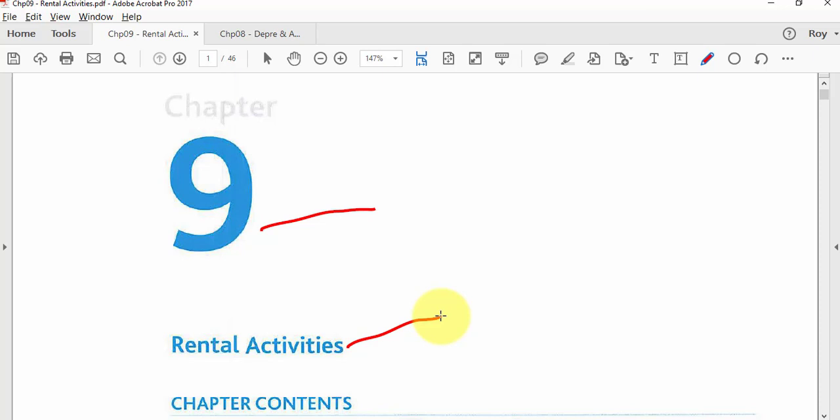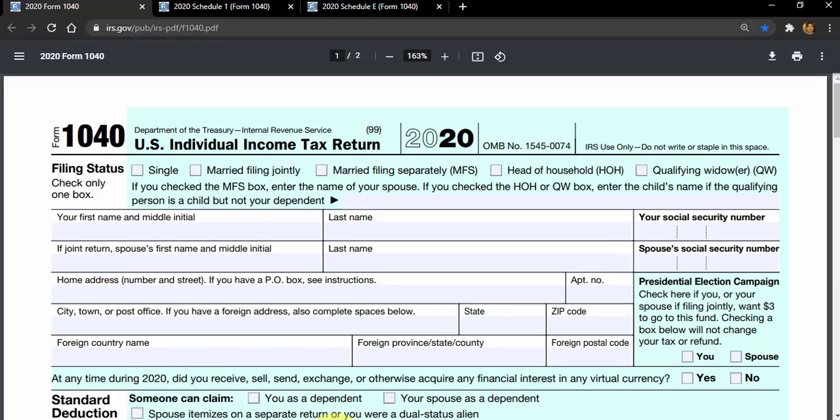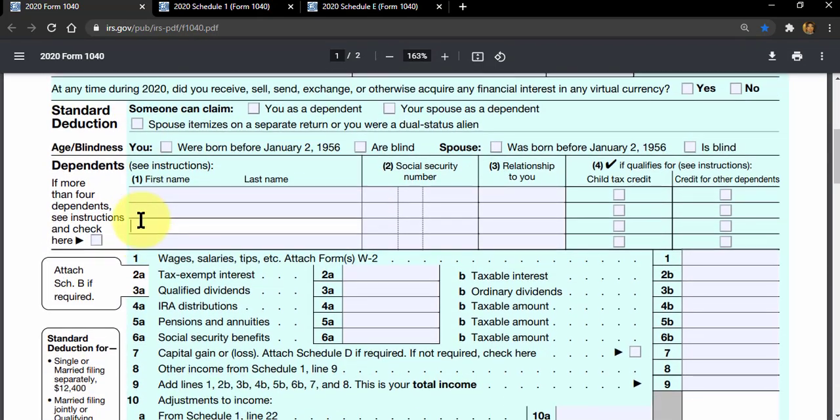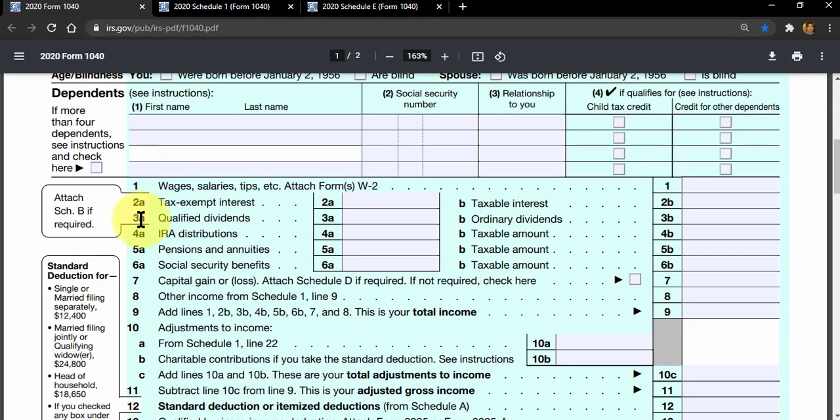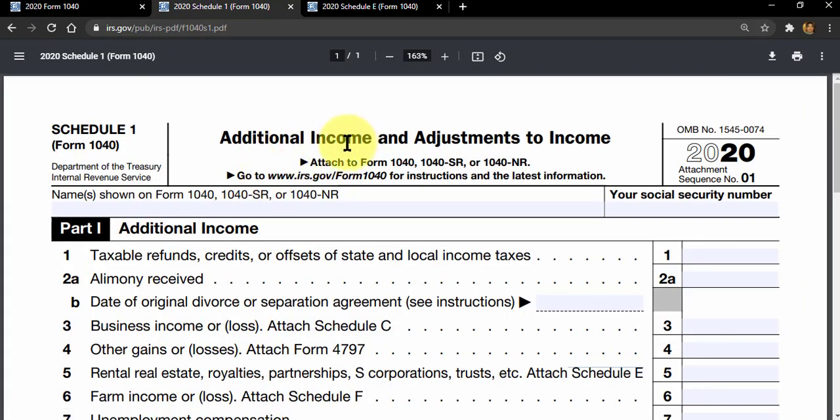And probably the best way to learn the rules is to take a look at the related tax forms. So here is our 1040 form that we learned that eventually reports all the income and deductions for our taxpayer. So the most common types of income are listed here on page 1 of the 1040 form. And not seeing rental income, it's probably going to be here under other income in line 8 via Schedule number 1. So let's take a look at Schedule number 1, additional income.